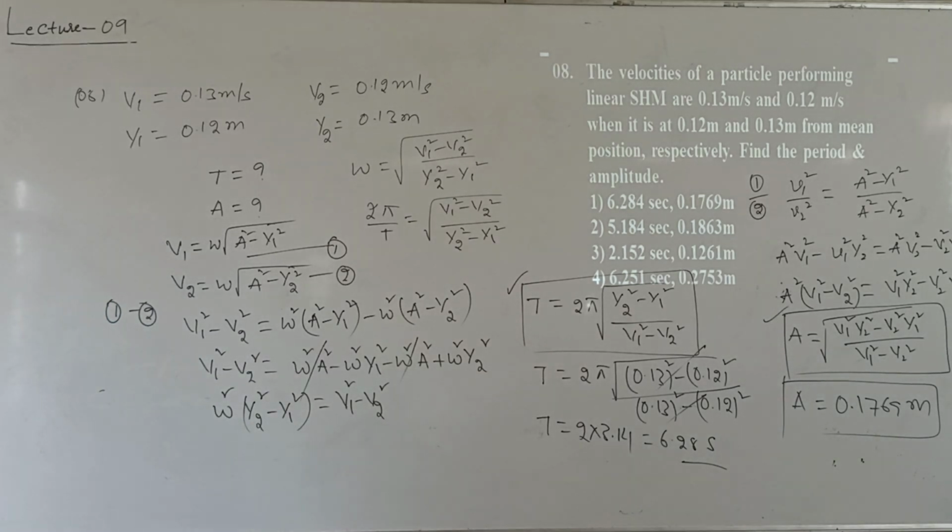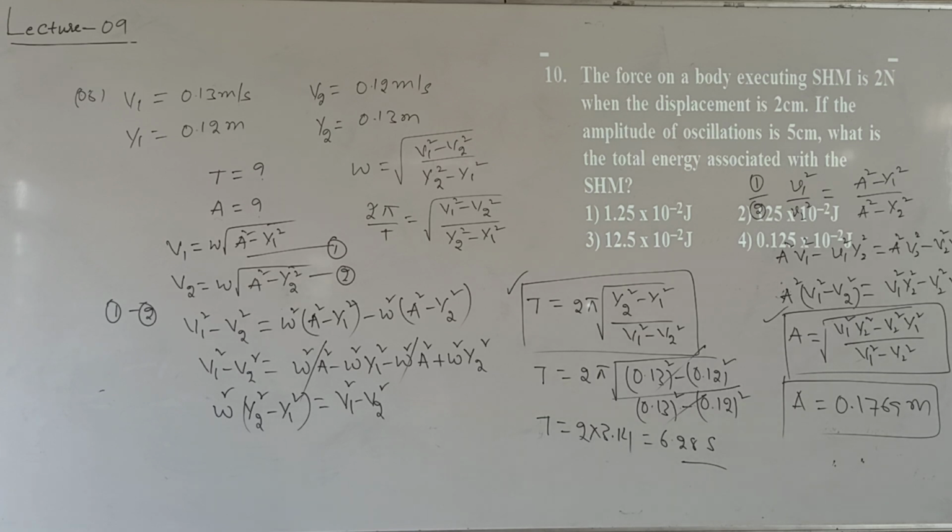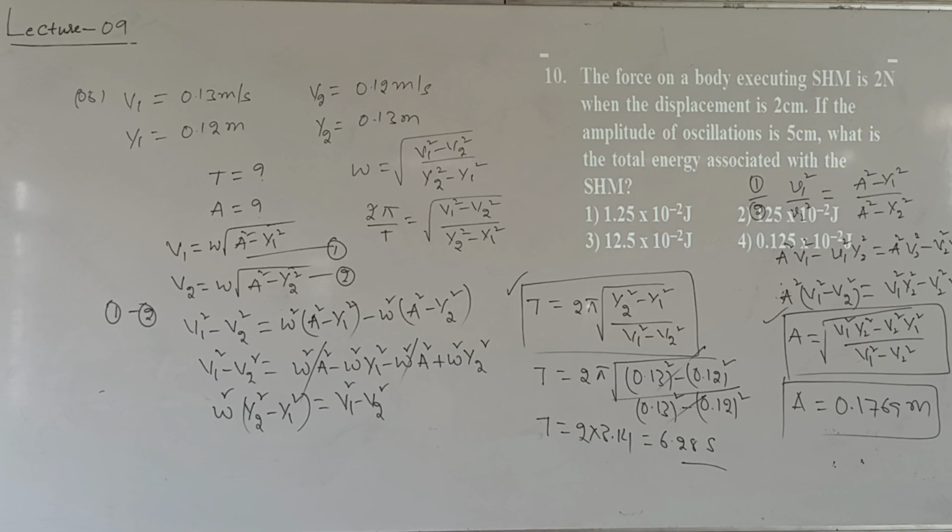So after completion of question number 8, next one, question number 10. In this question, what they have given is the force on a body executing SHM. So when a body is executing SHM, the force value is given. How much force value is given? The force acting on the body is 2 newtons.